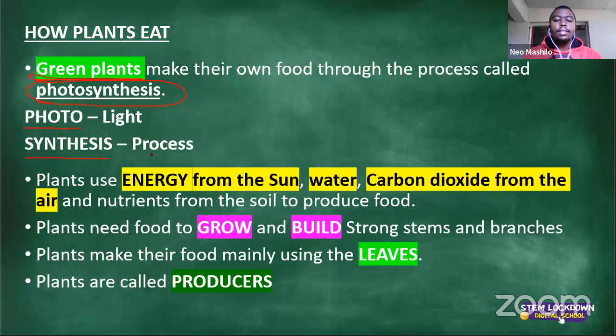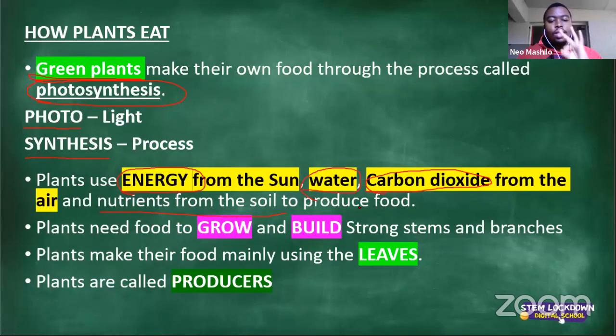Photosynthesis is a process that plants use where they use energy from the sun, they use water, they use carbon dioxide from the air, and nutrients from the soil to produce their own food. So there are 3 things that plants need in order to undergo photosynthesis. One, they use energy from the sun. 2, they use water, which is coming from underground. And 3, they use carbon dioxide. So those are the 3 things needed by plants to make their own food.